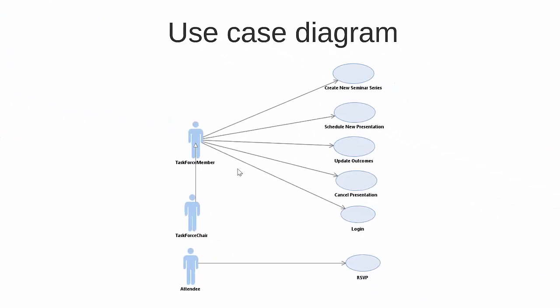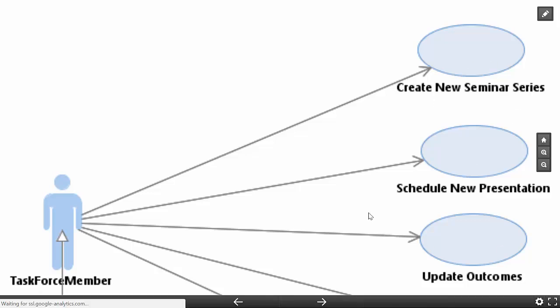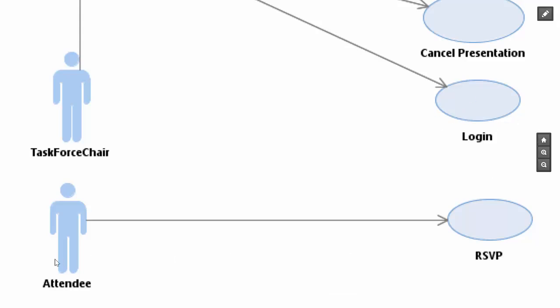So the first step is to understand what we could have already done with what we know about use case diagrams and class diagrams. Here is a simple use case diagram for the requirements of that system we just referred to. You have the task force member as an actor. This is about creating a seminar series. You can create a new seminar series, and as part of that seminar series, you are scheduling new presentations. And then when the presentations are done and the series is done, you are updating outcomes. You could cancel the presentation, and obviously they have to log in.